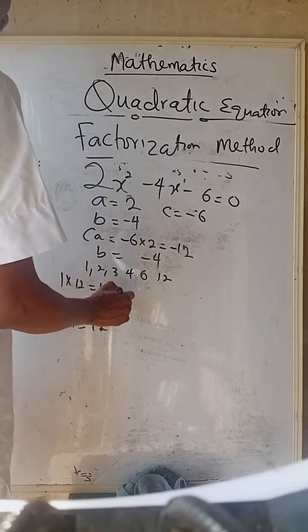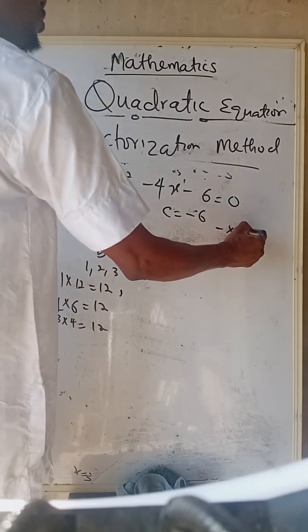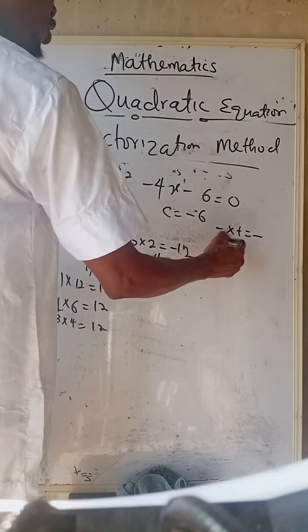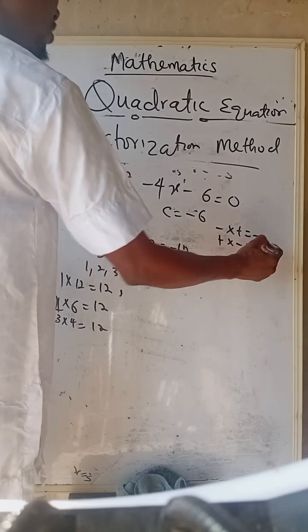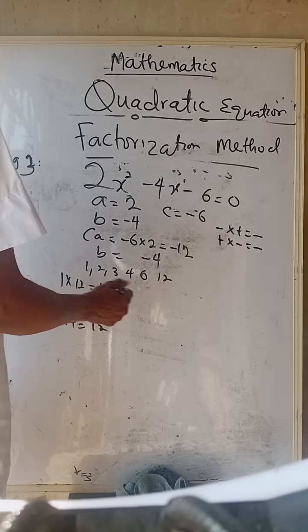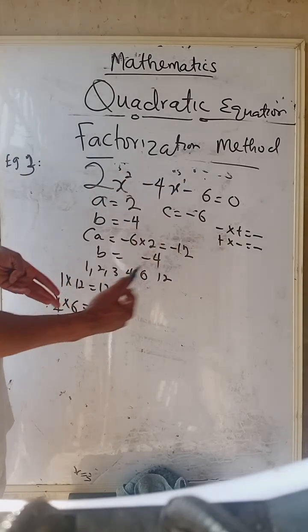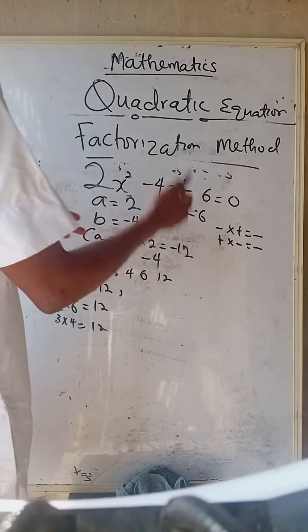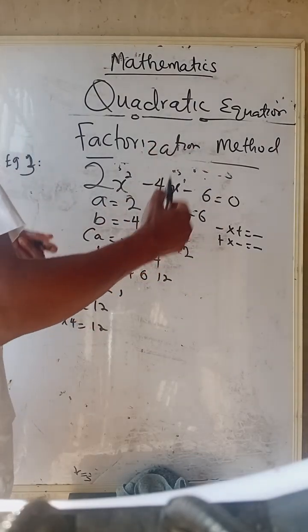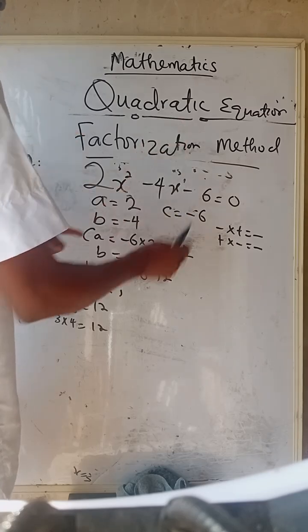But mind you, this place is negative. So it means that one of the two numbers must be negative, because minus times plus gives minus, and plus times minus is also minus. So it can be 1 times -12, 2 times -6, or -3 times 4. One of them must be negative and one positive. The two numbers cannot both be positive because our ac is negative.